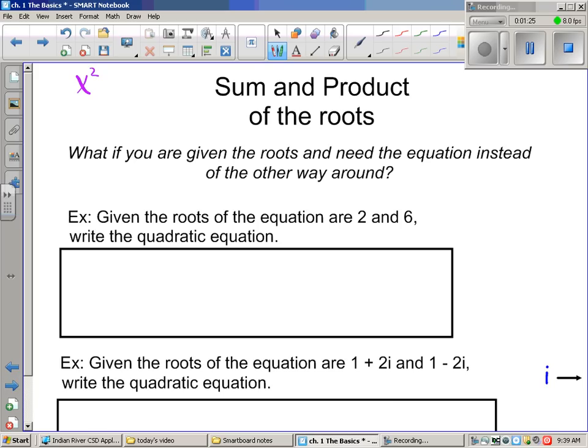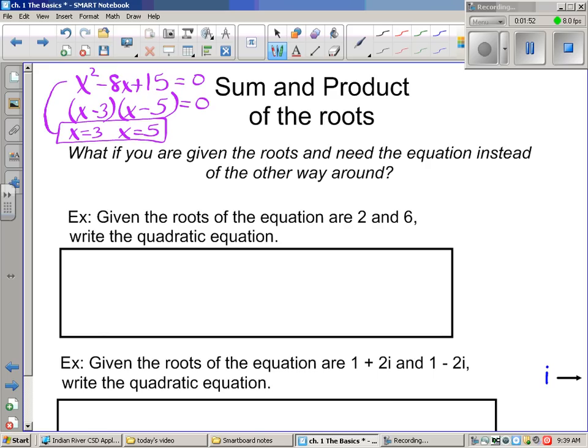I have x squared minus 8x plus 15. And I asked you to find the roots to this. You had to sit there and factor it by, again, doing your parentheses. And we already did this question, so I'm not going to take too much of your time about that. But we would get this. And if I had equals 0 and asked you to solve for those roots, you'd get x equals 3 and x equals 5.